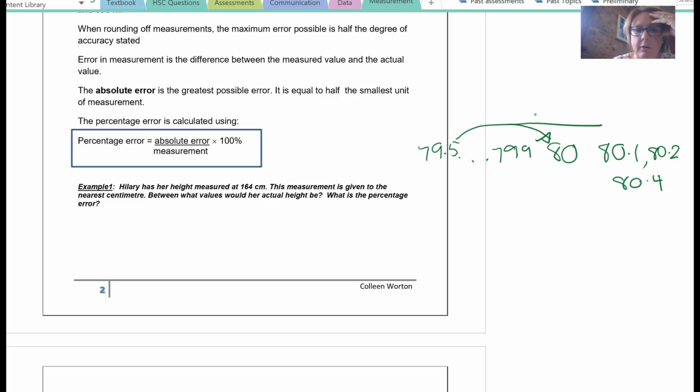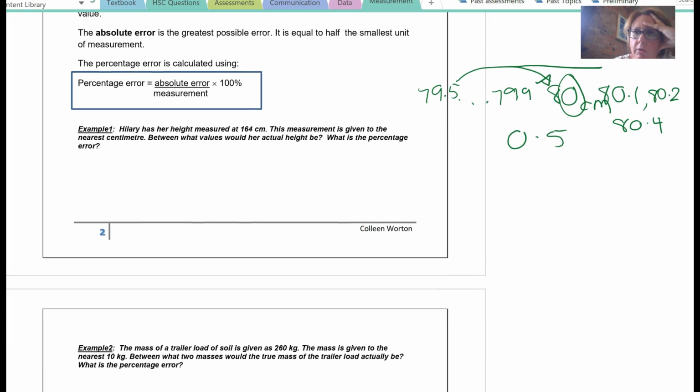So we've done error before, and we know that the absolute error is half the unit. So in this one, the absolute error is 0.5 of a centimetre. The percentage error is the percentage of the measurement that we got wrong. I'll have a look at an example on that, and then I'll go on to the new bit.